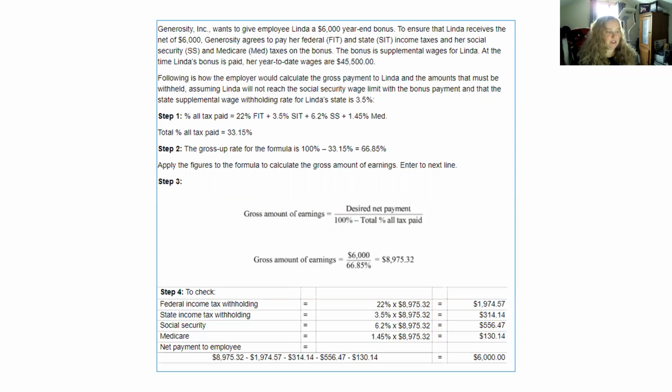So the last step is just to check your work. So we're going to take our 22%, multiply by the answer that we got, which was $8,975.32, multiply by 22%, and we get $1,974.57 for federal withholding. Do the same for state withholding, and we get 314.14. Social Security, we get 556.47. Medicare, 130.14. And if we take our $8,975.32 and subtract all those things from it, we do end up with $6,000 even.